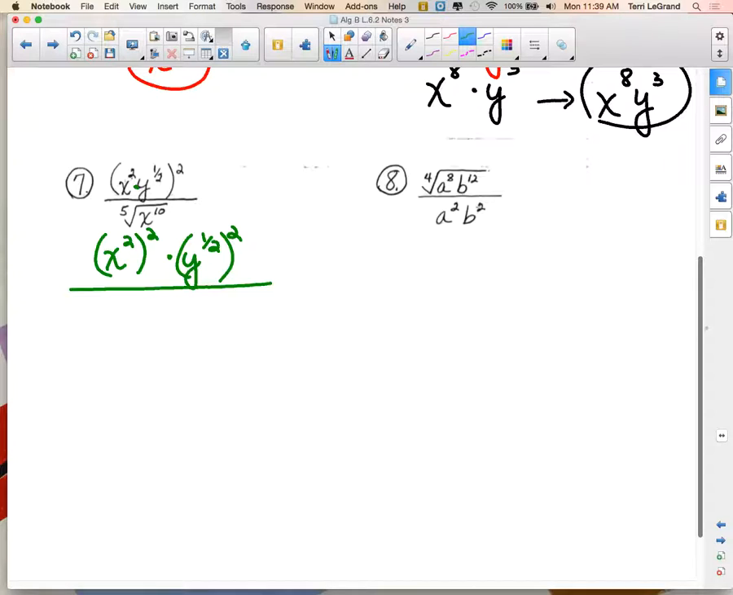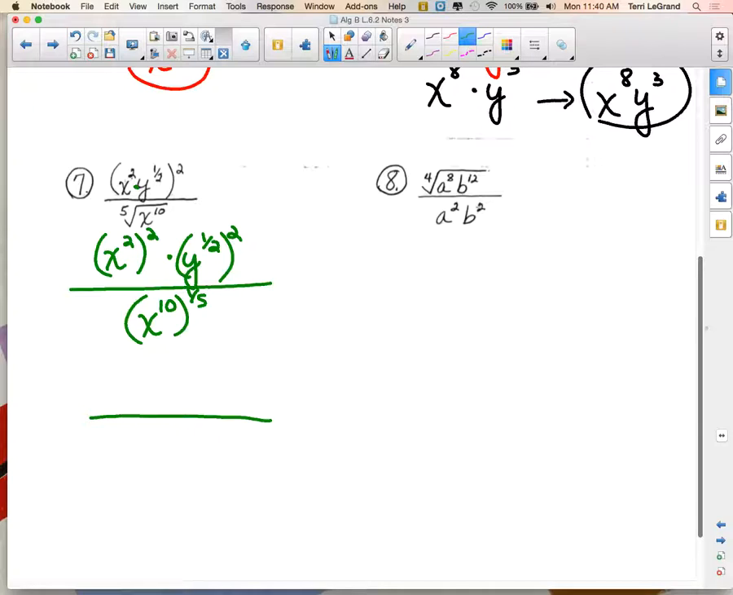I need some new voices in here to come alive. How could I rewrite the 5th root of x to the 10th power? Faith? X to the 10 in parentheses, and then to the 1/5. Okay, do we agree with her? Yeah. Okay, so now we'll move down to the next one.